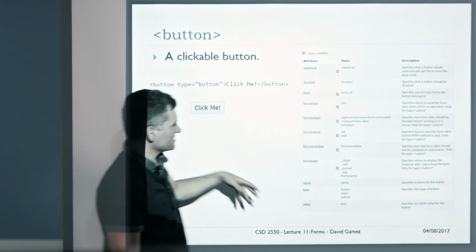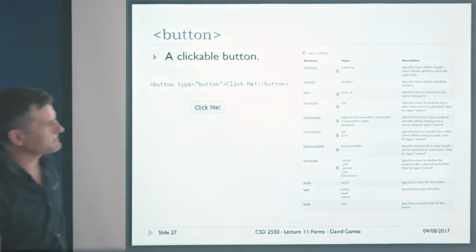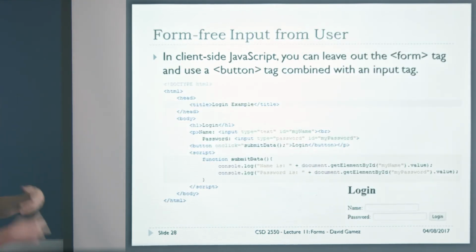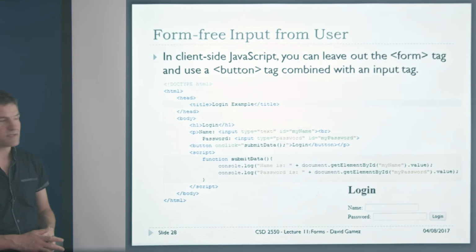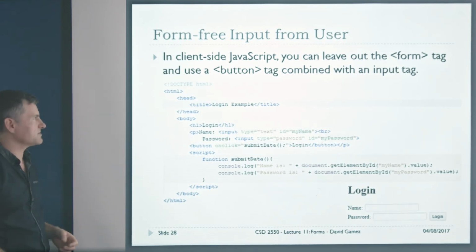And buttons have all kinds of stuff like autofocus, a bunch of different events. We don't have to worry too much about that. And so this is an example of form-free input from the user. So you can adapt this example for your registration and login functionality, for example.